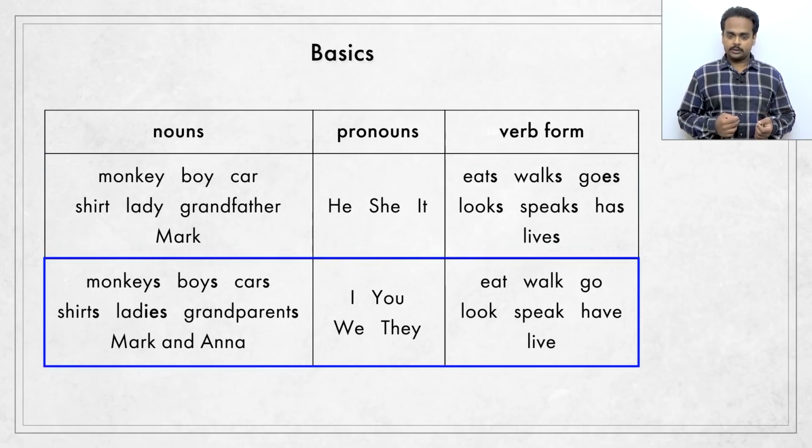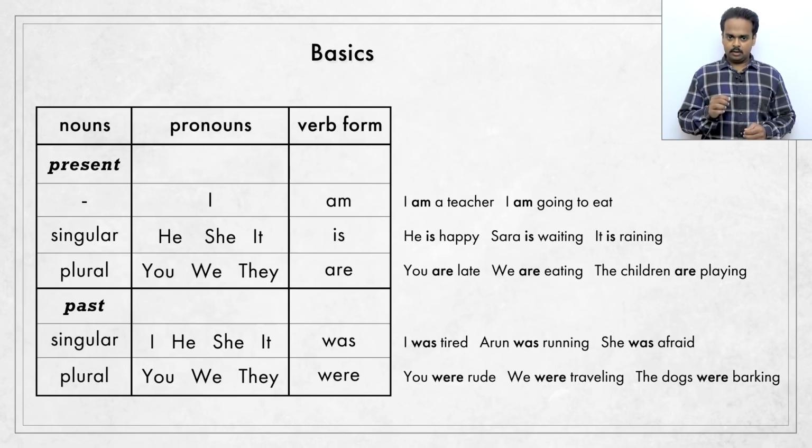With plural nouns and with the pronouns I, you, we, and they, we don't add s to the verb. Now, I and you are not plural pronouns. It's just a rule that with I and you, we don't add s to the verb. These two rules work with all verbs except for be. The verb be has 5 forms. We say I am, he, she, it, or any singular noun is, and you, we, they, or any plural noun are. This is in the present tense. In the past tense, we say I, he, she, it, or any singular noun was, and you, we, they, or any plural noun were. These are the very basic rules of subject-verb agreement.